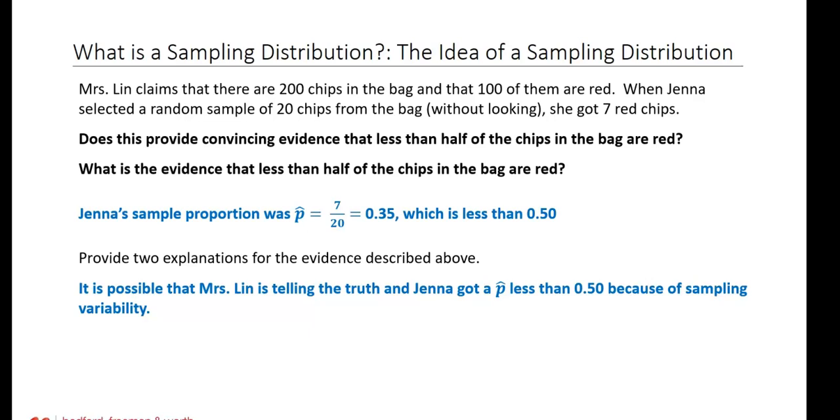35% doesn't seem that unusual. It's hard to see how unusual that is, but it doesn't seem too extreme there. And so maybe it was just sampling variability.